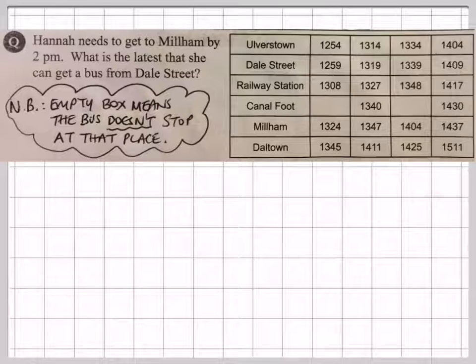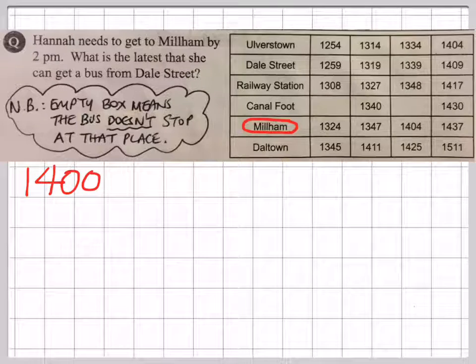Hannah needs to get to Millom by 2 p.m. What's the latest that she can get a bus from Dale Street? So the first thing we need to do is look at the Millom row. We know she needs to be there by 2 p.m. So we've got to convert 2 p.m. into 24-hour clock, which would be 1400. So any buses that get to Millom after 1400 are a waste of time for her. So this one's not going to work and that one's not going to work. So we know we're not going to need that bus and we're not going to need this bus here.